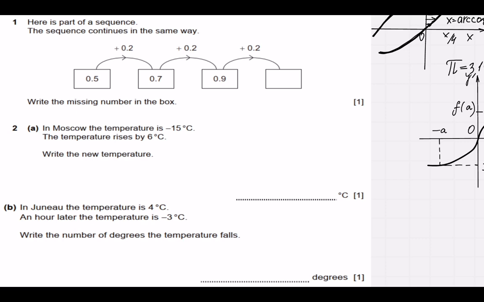Here is a part of a sequence. The sequence continues in the same way. We need to find the number: 0.9 plus 0.2. The answer will be 1.1.